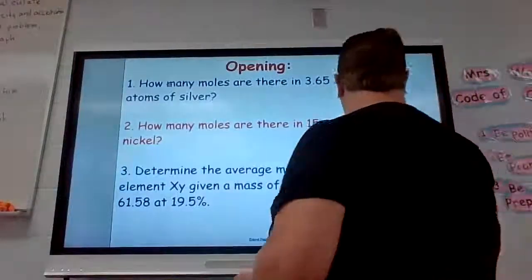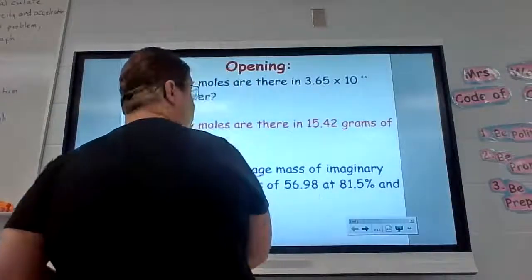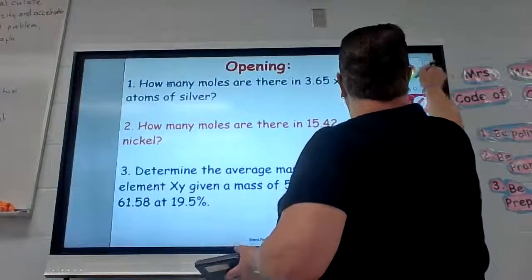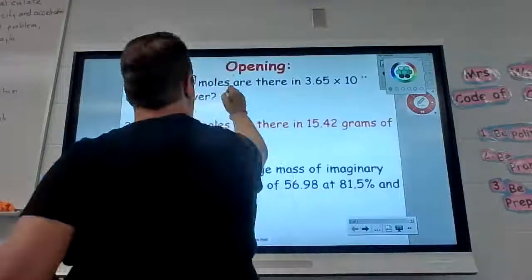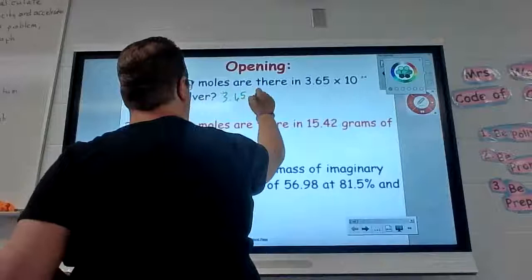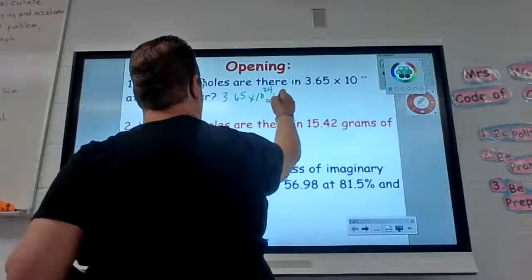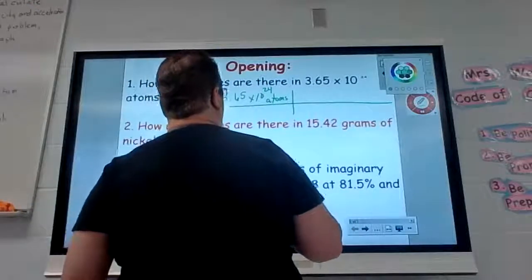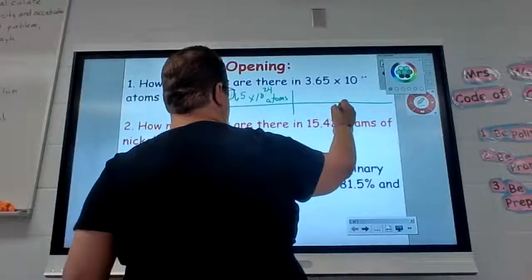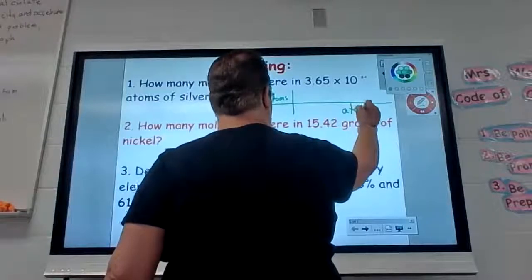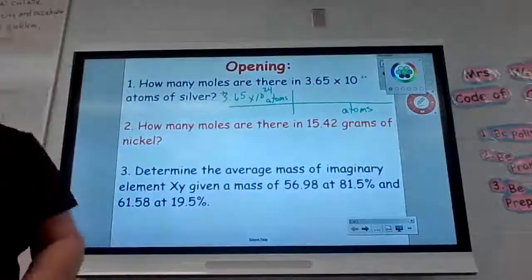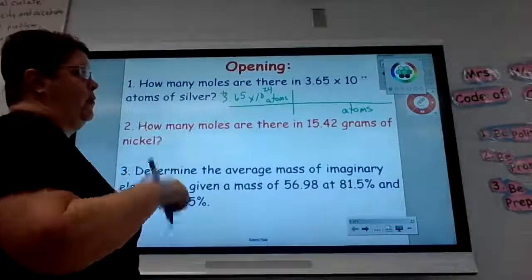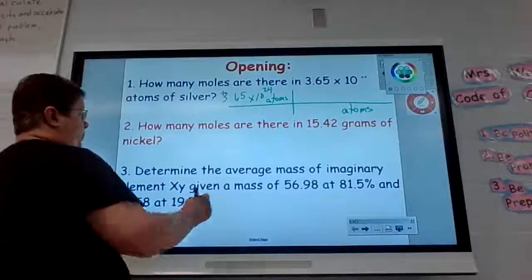All right, so where's the colors? There we are. So if we have 3.65 times 10 to the 24th atoms, what goes on the bottom? What's on top? Atoms. What goes on the bottom? Whatever's on top has to go to the bottom, so it'll cancel out. All right, so if atoms is on the bottom, what are we going to put on the top? 1 mole. We're going to put moles on the top.